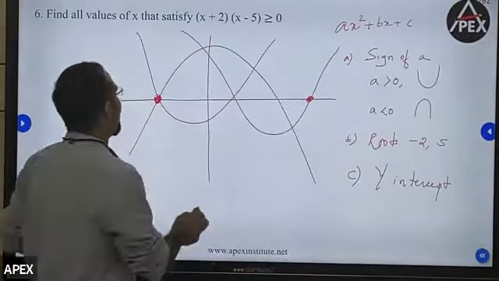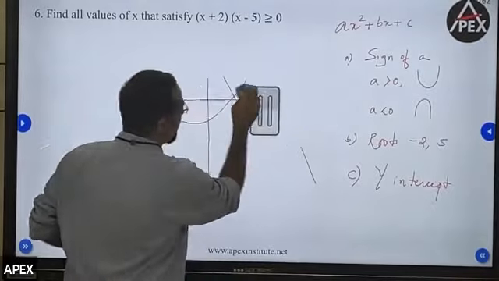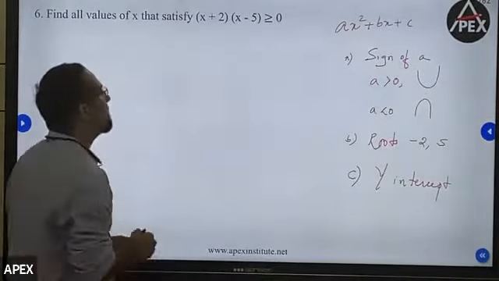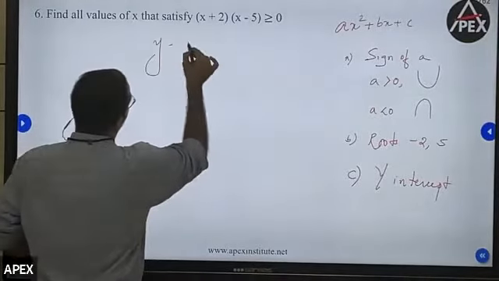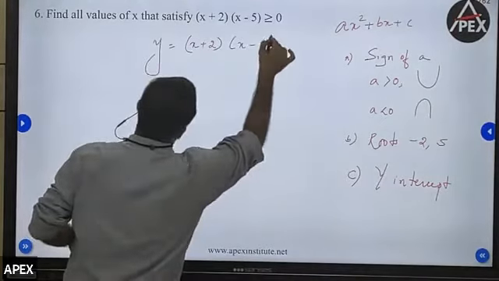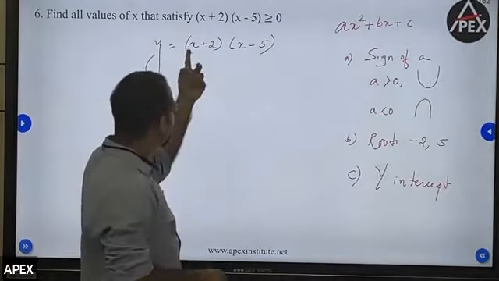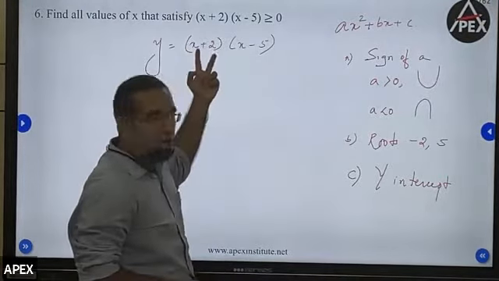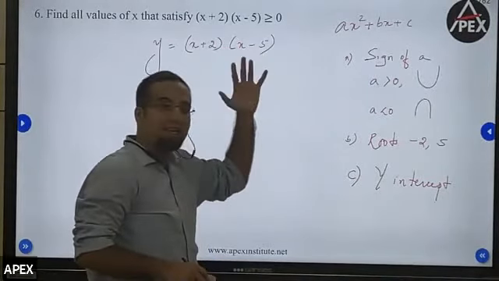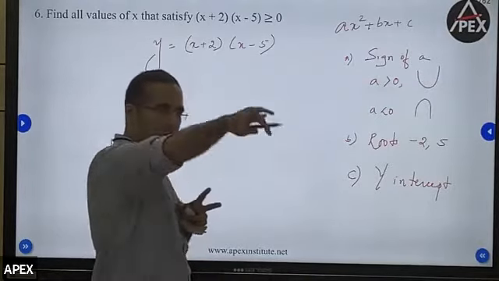Clear, guys? So let's see what the y-intercept is. I repeat, the y-intercept is what you get if you make x equal to 0 in the expression. I always plot the graph of an expression only. I would say y is equal to (x plus 2) into (x minus 5). This is how I draw a quadratic equation on a graph. If I make x equal to 0, I get plus 2 into minus 5, which is minus 10. So at the point minus 10, we will have the parabola cutting the y-axis.